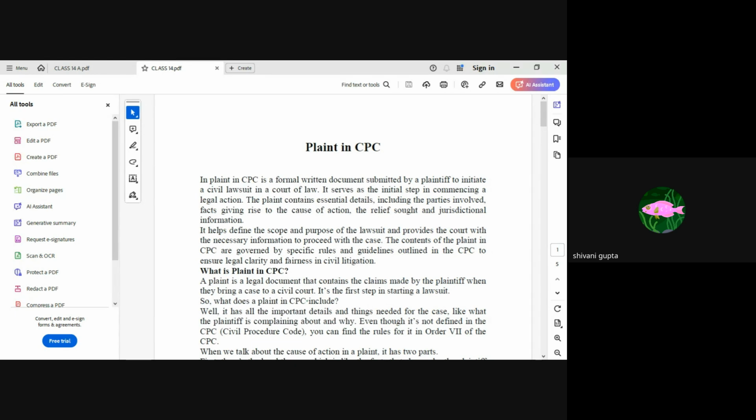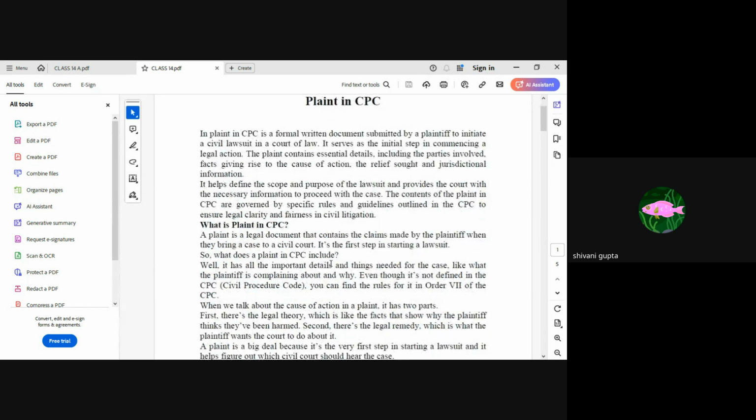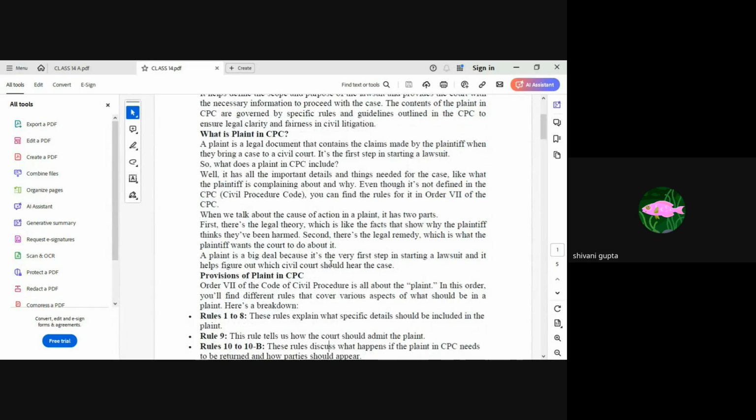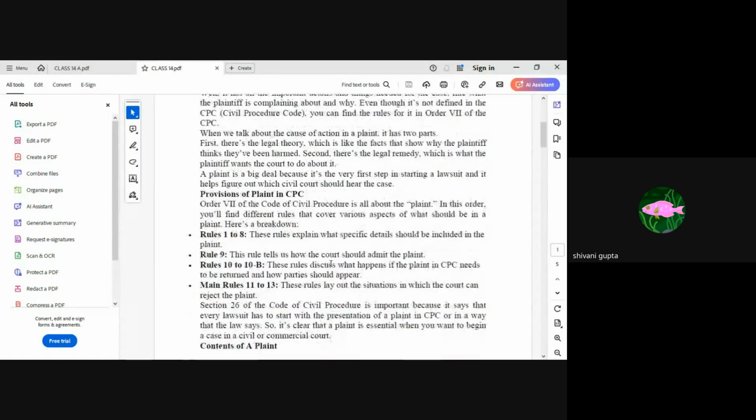A plaint is the initial stage where the legal action commences, when the suit is filed in the court. The cause of action, the relief claimed, and the jurisdictional information are all given in the plaint itself. As per the CPC, Order 7 particularly deals with the plaint. Order 7 under the Civil Procedure Code is where the plaint is given.